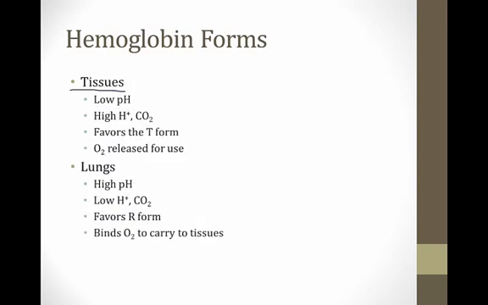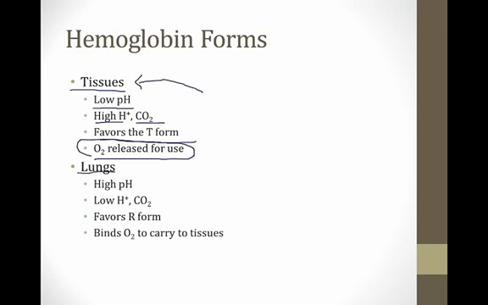In the tissues of the body, like in muscle, for example, you have a relatively low pH. This means you have a high concentration of hydrogen ions. You also have a high concentration of CO2 in these tissues. And this is all going to favor the T form, and this is because you want oxygen released for use because metabolism is occurring in the tissues.